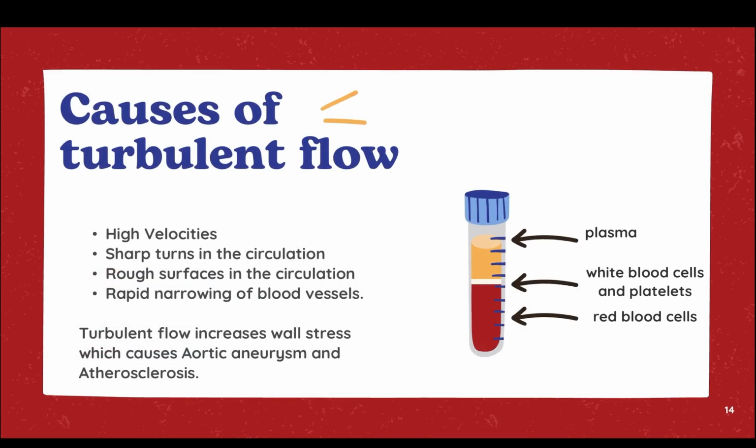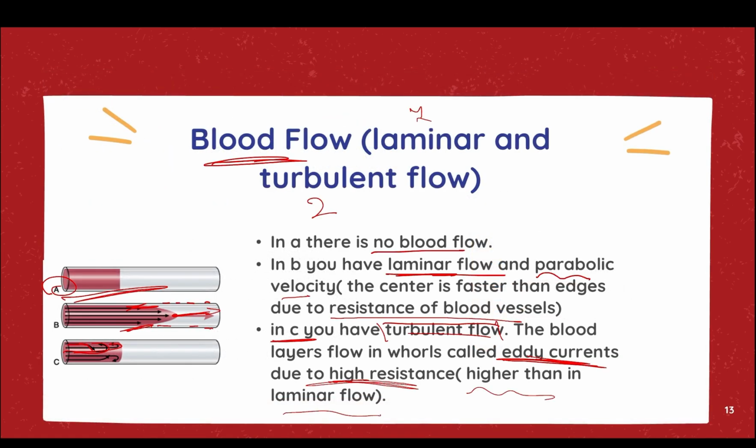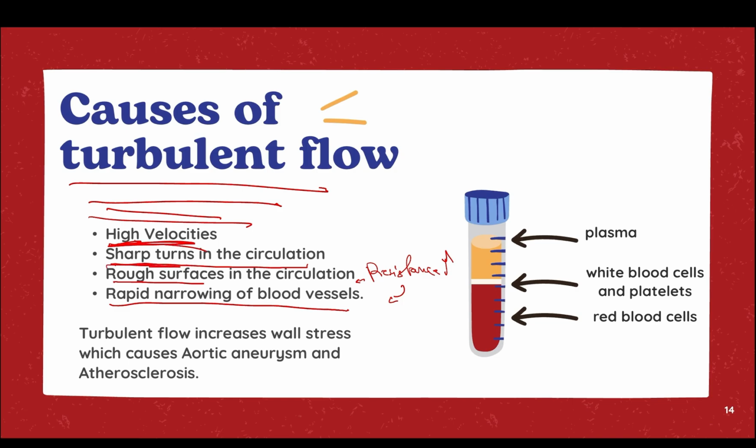Let's go to the reasons why turbulent flow exists. If the blood is going at high velocity, you're going to have turbulent flow. If you take sharp turns in the circulation, you're going to have turbulent flow. If you have rough surfaces, that means more resistance, you're going to have turbulent flow. If you have rapid narrowing of a blood vessel, that's also more resistance, so you're going to have turbulent flow. So two of the reasons are related to resistance. The other ones are sharp turns and high velocity.